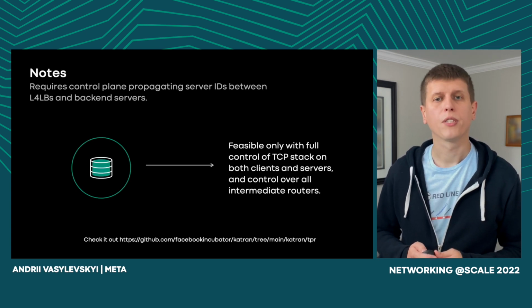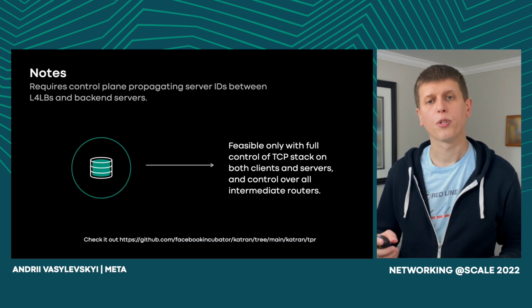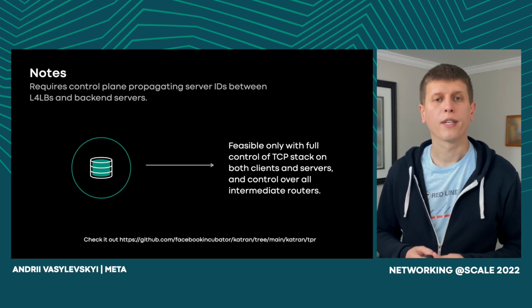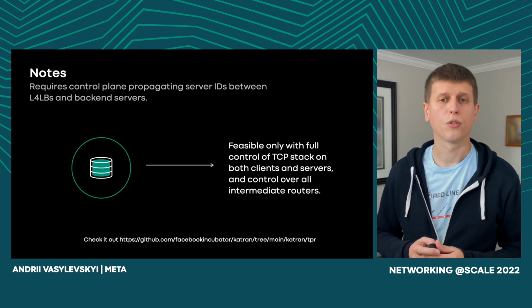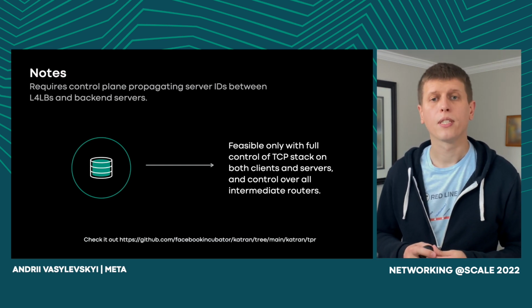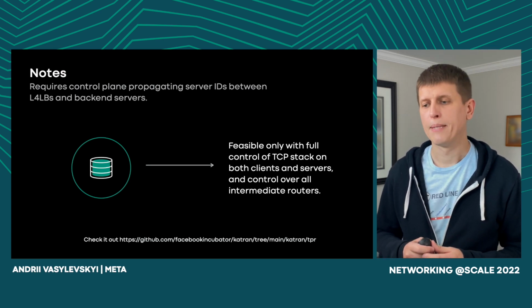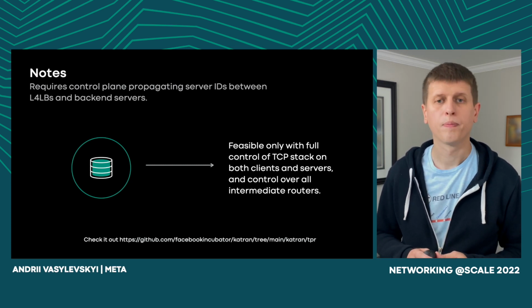Another important limitation of this solution is that it needs both client and servers to cooperate. We need to install the BPF program on both sides, and that requires having control of both clients and servers for this to work. Additionally, we need control over the network in between. Primarily, some firewalls may strip unknown TCP options.